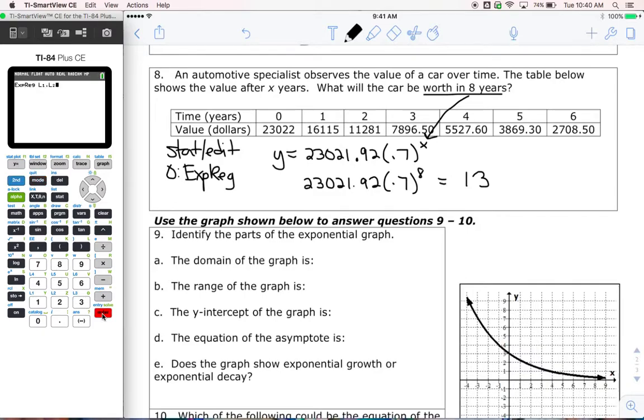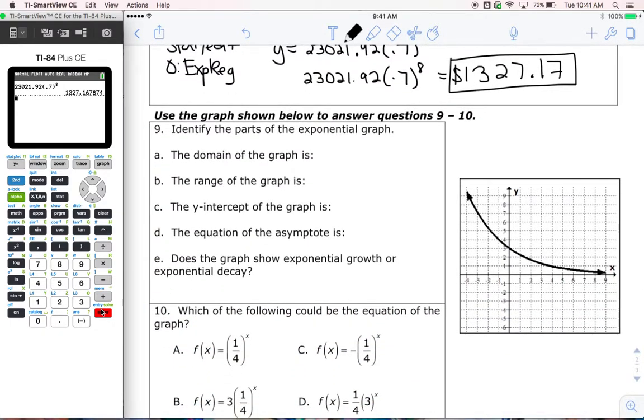So the answer that we got was 1327.16. I'm going to round up because of that 7 and say 0.17. All right, this car lost its value very fast.